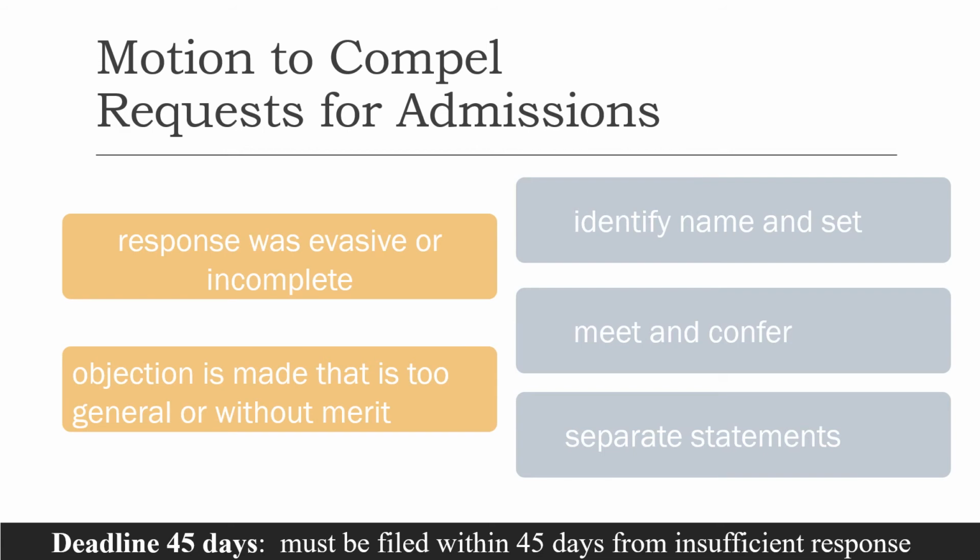Motions to compel on requests for admissions. Grounds for a motion: a party may move to compel additional responses to a request for admission if one, a response was evasive or incomplete, or two, the objection that was made was too general or without merit.